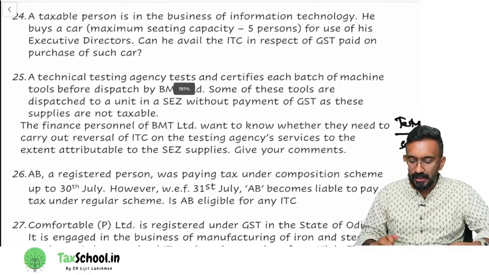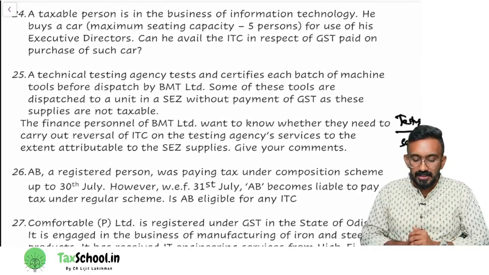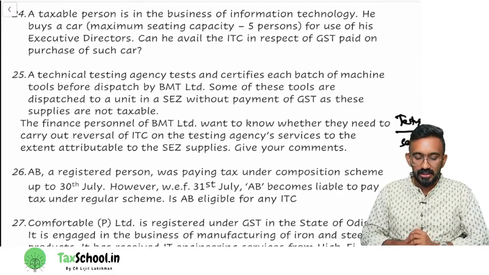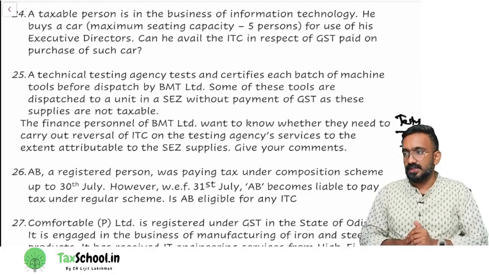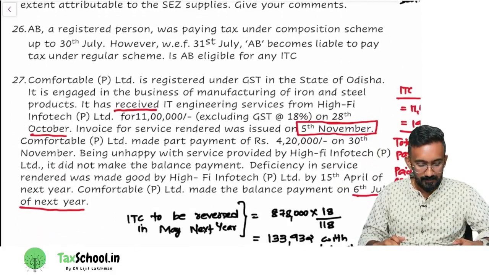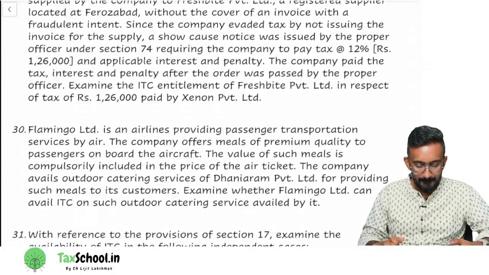Look at question number 24 here. A taxable person is in the business of information technology. He buys a car, seating capacity 5, for use of his executive director. Can he take ITC? No, it is a blocked credit.